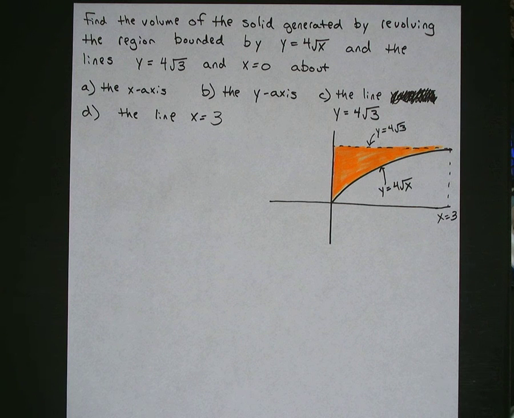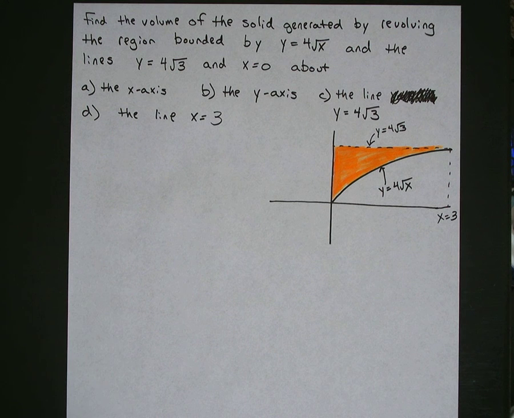Okay, so in this problem we're asked to find the volume of the solid generated by revolving the region bounded by y equals 4 square roots of x, the line y equals 4 square roots of 3, and x equals 0, about 4 different things here. We've got the x-axis, the y-axis, the line y equals 4 square roots of 3, and the line x equals 3.